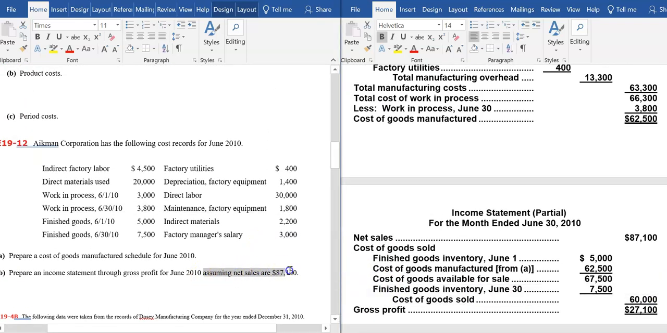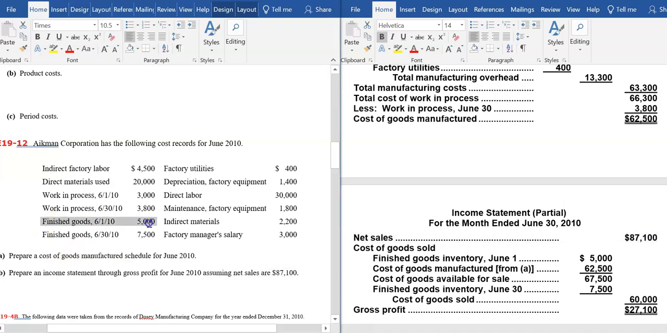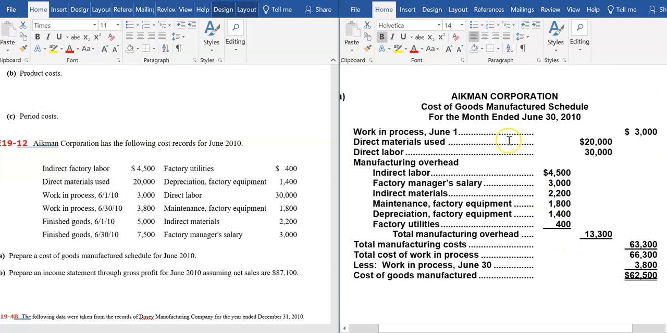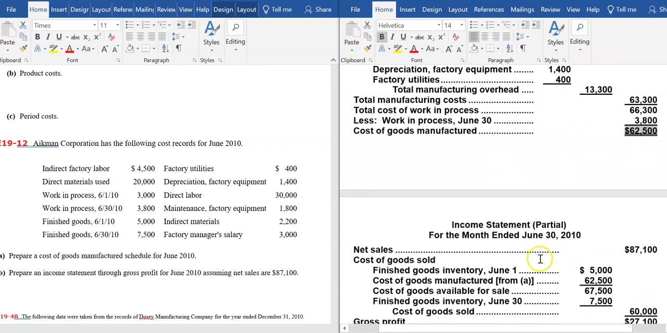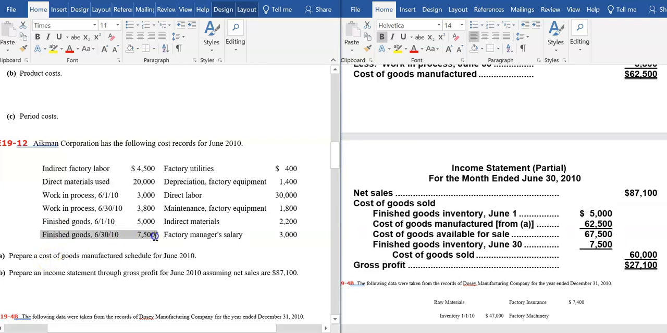Dropping in our numbers now, here is net sales, $87,100. Beginning finished goods inventory of $5,000. Add in the cost of goods manufactured, which we just calculated on our cost of goods manufactured schedule. Beginning finished goods inventory plus the cost of goods manufactured, or the total cost added to finished goods, gives us total cost of goods available for sale, less the balance remaining in finished goods inventory at the end of the month.